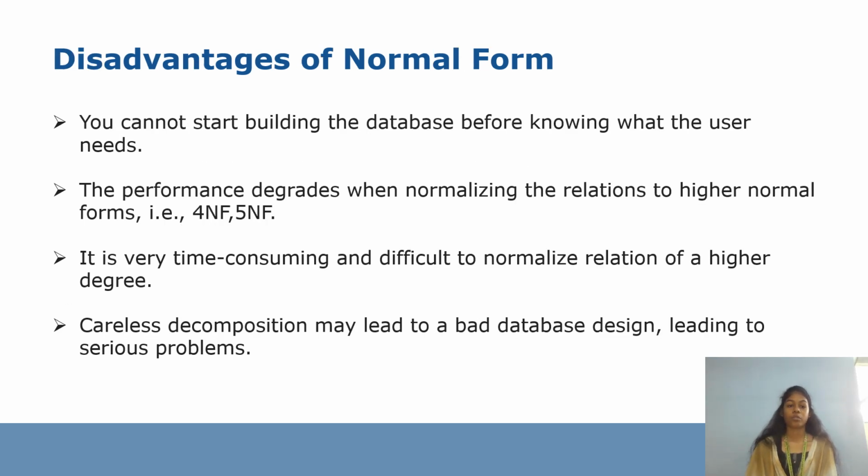Disadvantages of normal forms. You cannot start building the database before knowing what the user needs. The performance degrades when normalizing the relation to higher normal forms, that is 4NF, 5NF. It is very time consuming and difficult to normalize relations of higher degree. Careless decomposition may lead to bad database design, leading to serious problems.